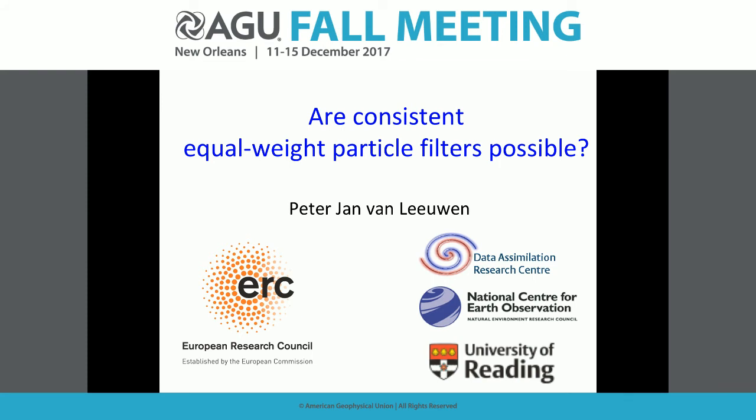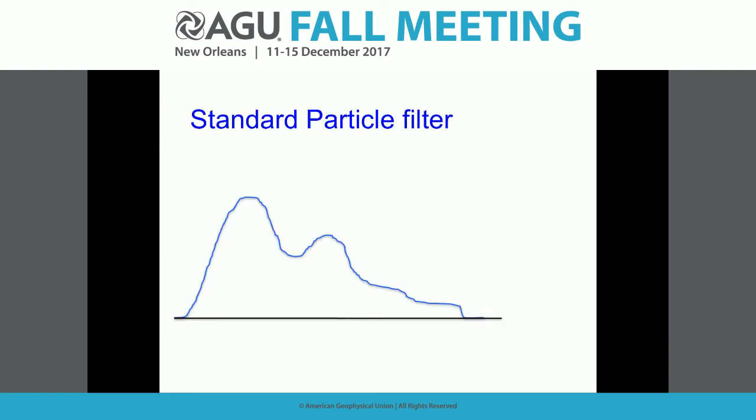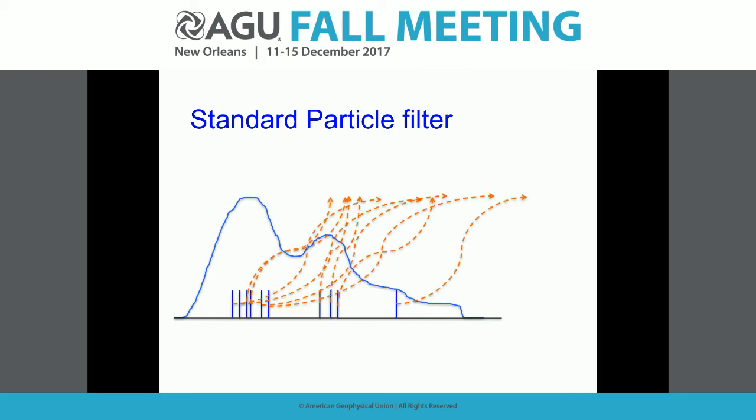So I'd like to talk about this specific subject, and I'll explain what I mean by consistent in a second. So the standard particle filter, I guess most of you know, right? We have a probability density function. We have a representation in terms of a bunch of particles, as you see over there. We propagate these particles, these model states, forward in time with the model evolution equation to the new observations, and there we are. And then we have observations with the uncertainty, and Bayes' theorem tells us we have to multiply these two. And so these red bars now give us the weights of the particles.